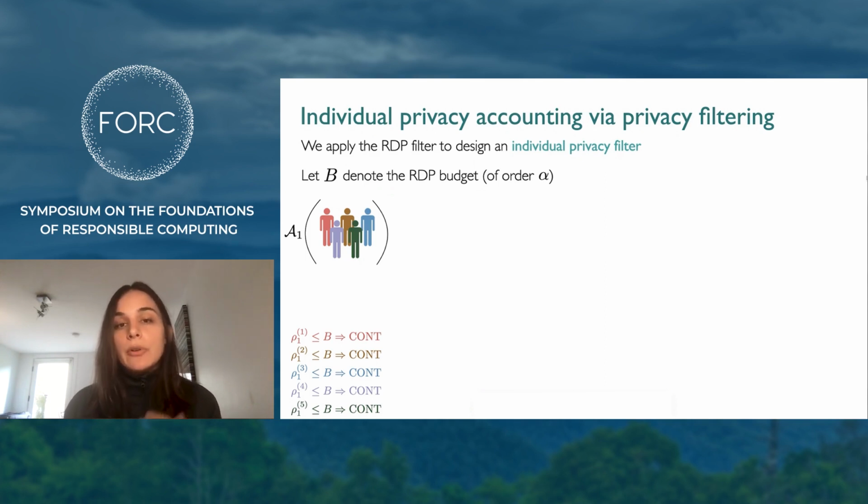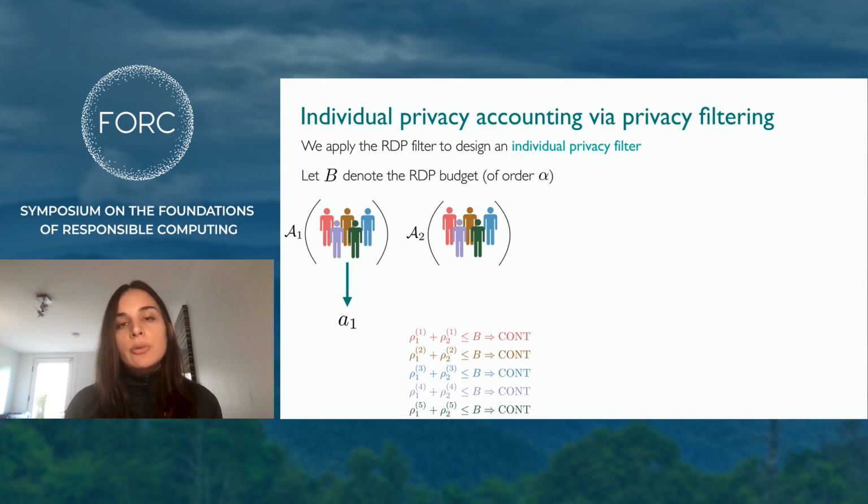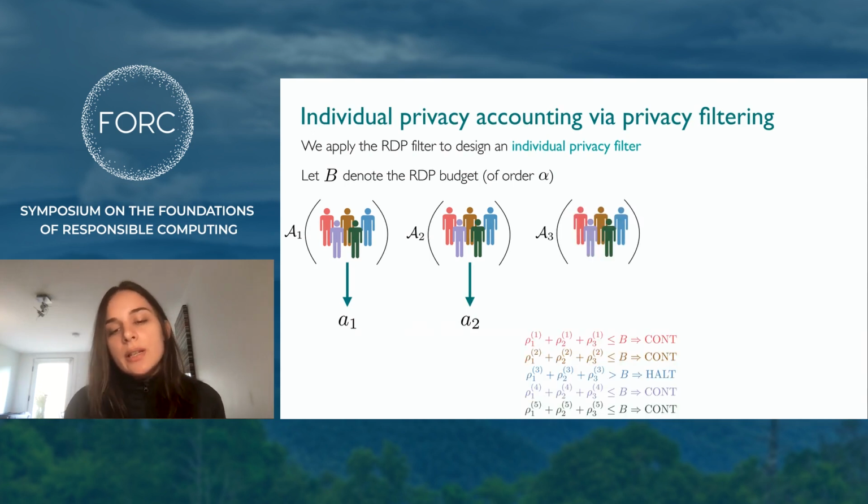Let's say that in the first round, all of them are less than B. So our filter continues. So we just make a report. In the second step, we check if the sum of the first two individual privacy parameters is less than or equal to B. Again, let's suppose that all of them are really less than B. So we can simply run the analysis. And now let's say that in the third step, for one data point, the sum of the first three individual privacy parameters actually exceeds this value B.